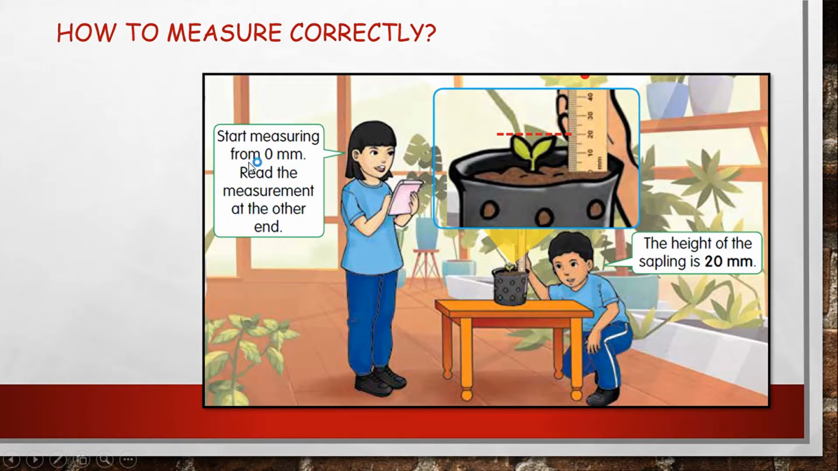Okay, start measuring from 0 mm, which is 0 millimeter. Read the measurement at the other end. After that, what the boy says: the height of the sapling is 20 millimeter. 10 millimeter, 20 millimeter. So should we start from 0?